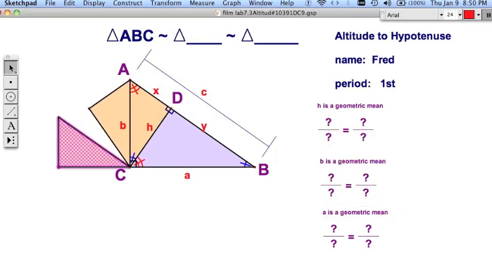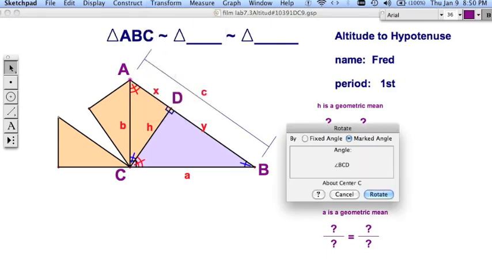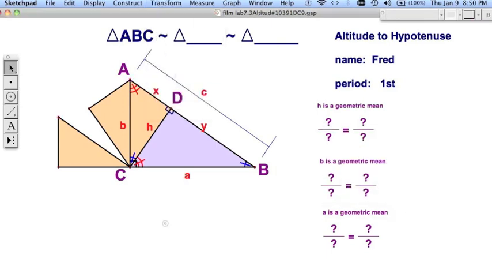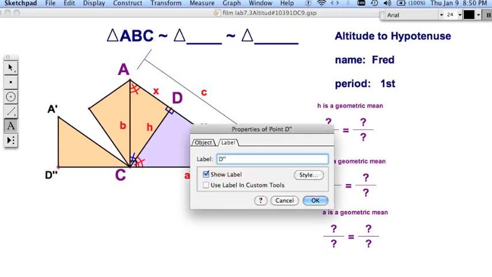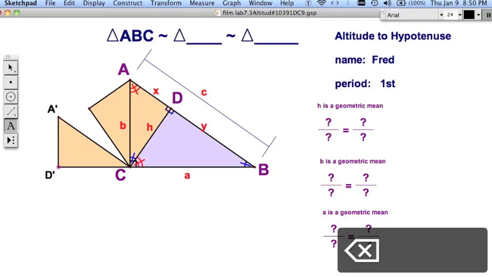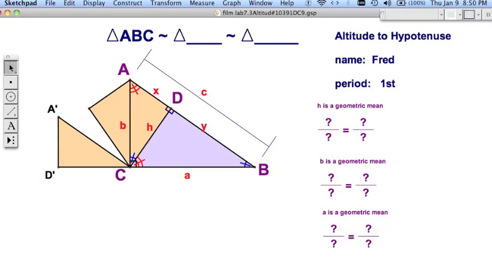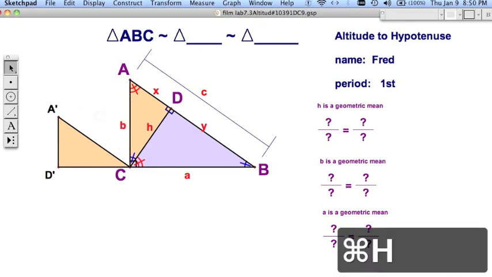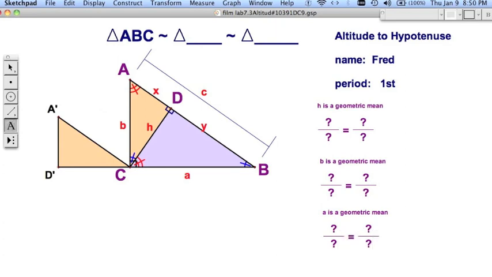Very nice. Oh, I missed a piece. I forgot to rotate this point. No problem. Grab it, transform, rotate by marked angle. Very nice. Now, if I were to click on this, it's going to come up A prime. And what does that come up? D double prime. I'll just make that a D prime. Try to be consistent with that prime notation. I'm now going to hide this. Don't delete it. Hide it. Command H for hide.